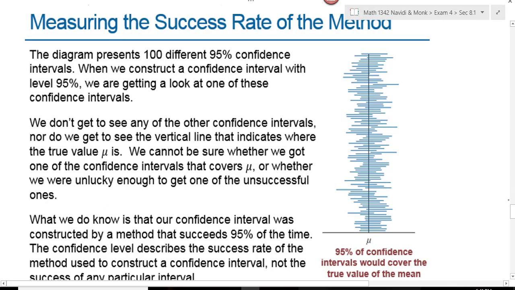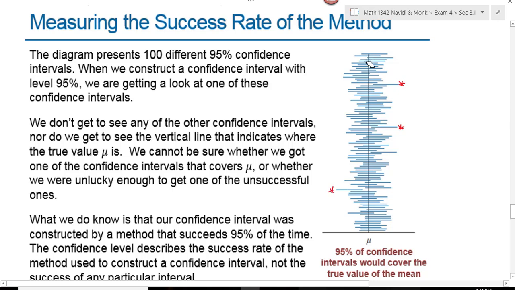The diagram presents 100 different 95% confidence intervals. When we construct a confidence interval with a level of 95%, we're getting a look at just one of these confidence intervals. We don't get to see any of the other confidence intervals, nor do we get to see the vertical line that indicates where the true value of the mean is. We cannot be sure whether we got one of the confidence intervals that covers the mean, which there's a whole bunch of them, or if we're unlucky enough to get one of these unsuccessful ones that totally misses the mean.